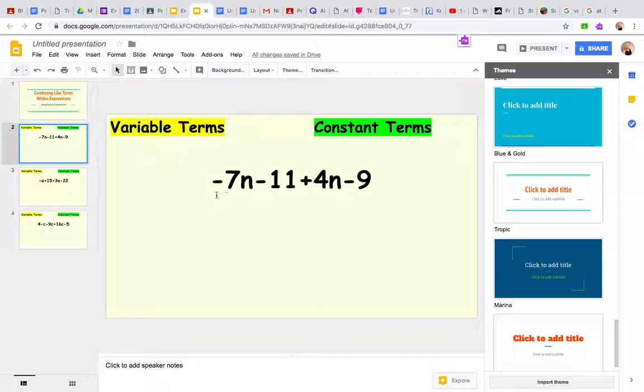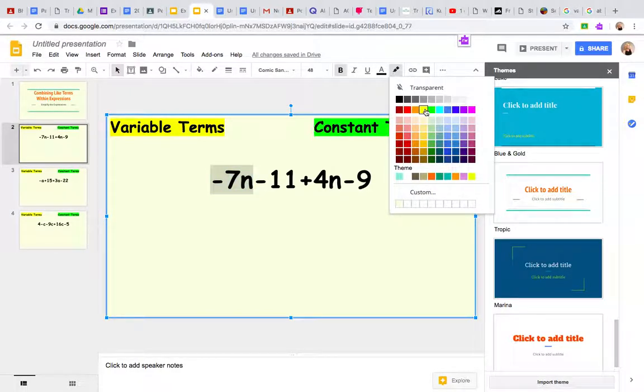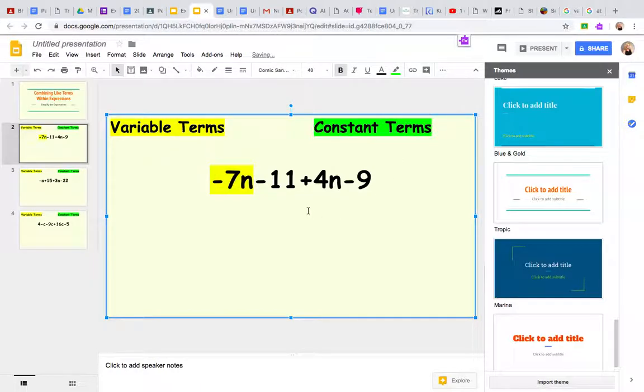So as I work this problem, the first thing that I'm going to see is negative 7n, okay? That is a variable term because it has a variable. I know it's a term because it has the minus symbol here and on the other side here. So that tells me that that is a term because it's separated by those symbols. I'm going to highlight that yellow so that you can see that it is a variable term.